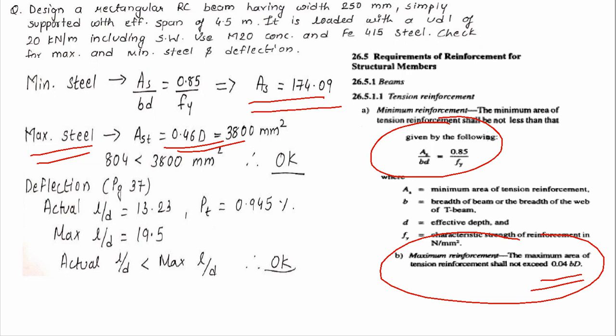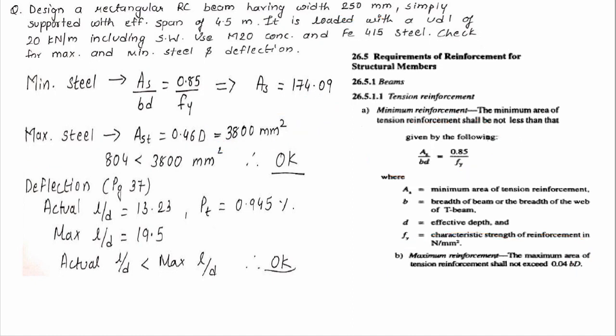b is again the width of the beam, that is 250. Here we will need capital D. We have already seen, assuming 50 mm cover, capital D comes out to be 390. Substituting here, we get a value of 3800. You can consider 60 mm cover also, there is no issue, to make it a whole number. The assumption should be mentioned in your answer. The Ast that we have provided was 804. 804 falls between these two ranges, that is 174.09 is less than 804, which is less than 3,800.